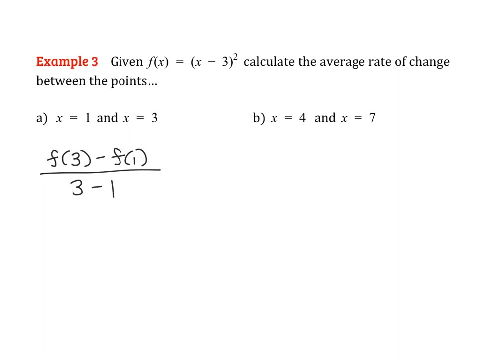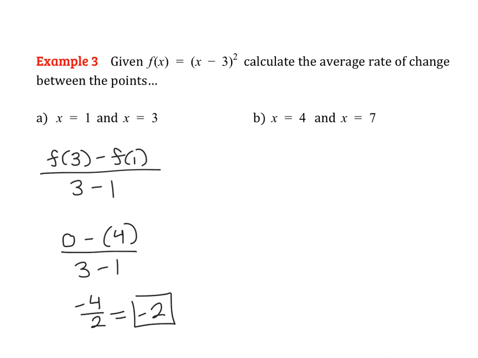So if I substitute 3 into my original function, f of 3 would be 0, minus f of 1 would be positive 4, over 3 minus 1. So our average rate of change is -4 over 2, which is -2. All right, why don't you go ahead and pause the video and see if you can give part B a try.